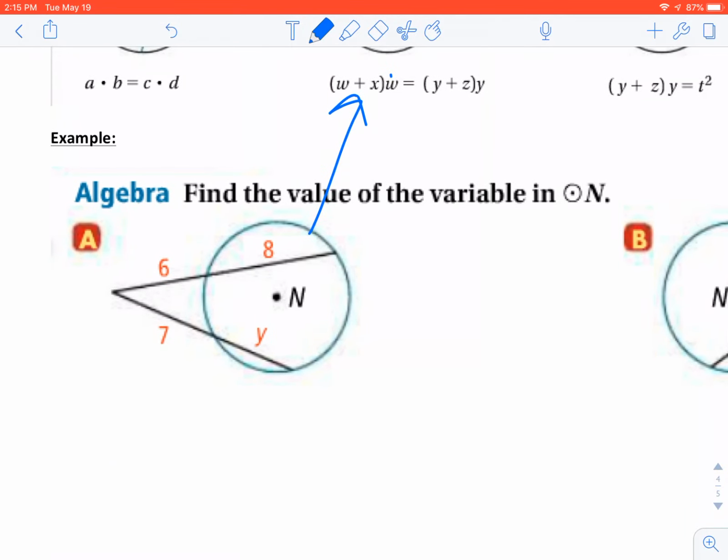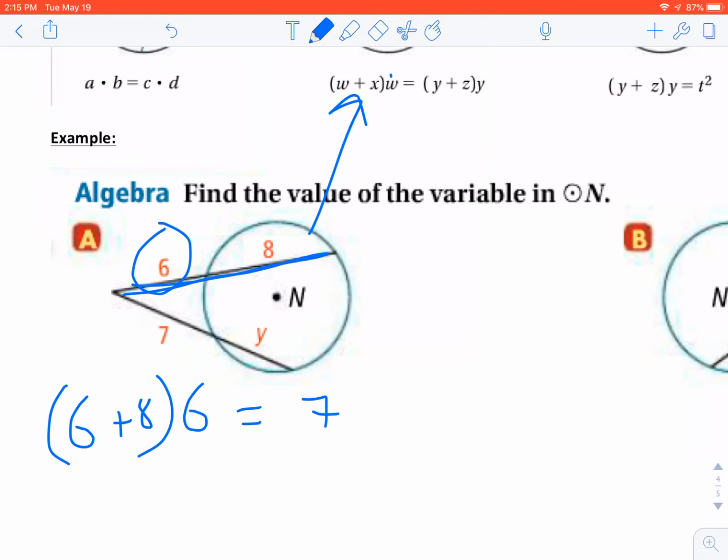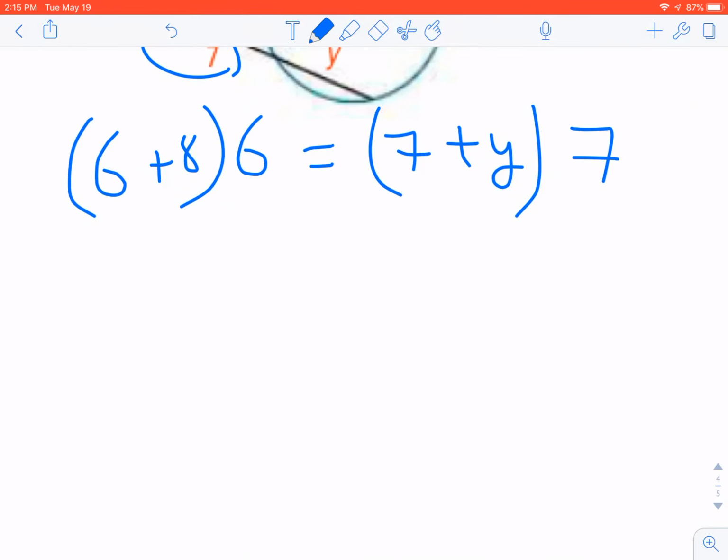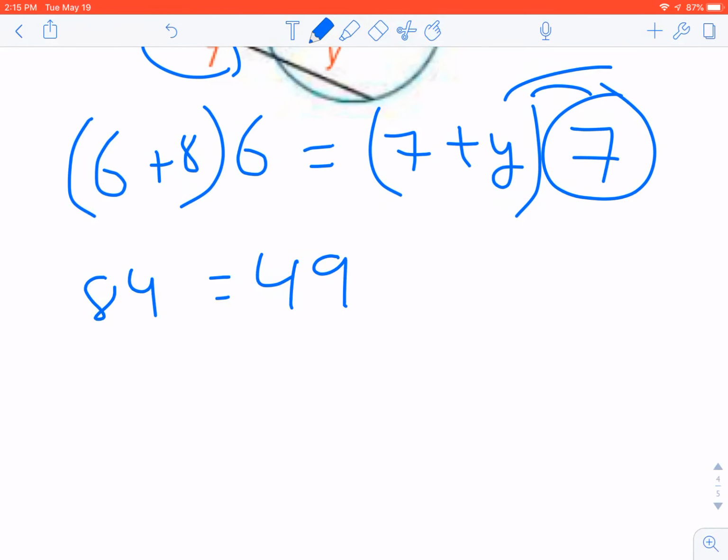So the formula simply is, let's do the top secant line first, 6 plus 8, and I just multiply that sum by the part outside of the circle, is equal to 7 plus y times 7, because that is the part outside of the circle. When I do this on the left, 6 plus 8 is 14 times 6 gives you 84, is equal to, now this you do have to distribute. That gives you 49 plus 7y.